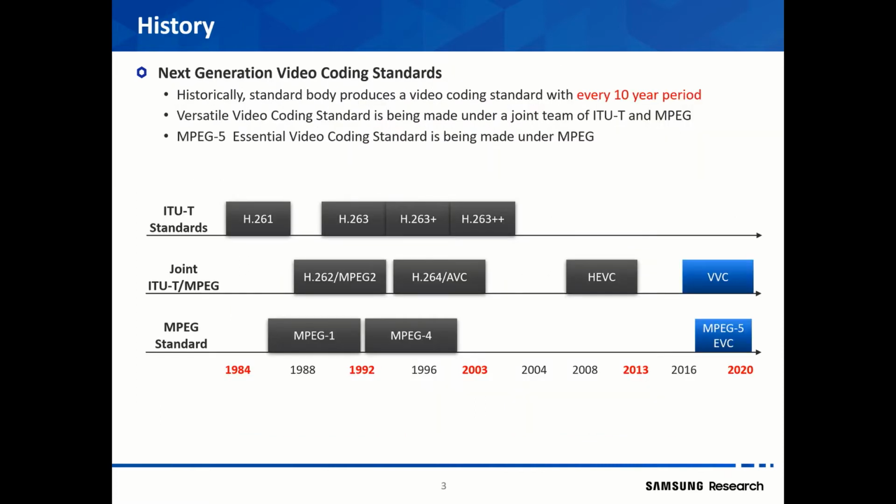Historically, a new project of video coding standard was started to provide better coding efficiency to overcome limited bandwidth. Two codecs were produced this year. One is from MPEG and ITU-T, known as VVC, and the other is from MPEG only, known as EVC.